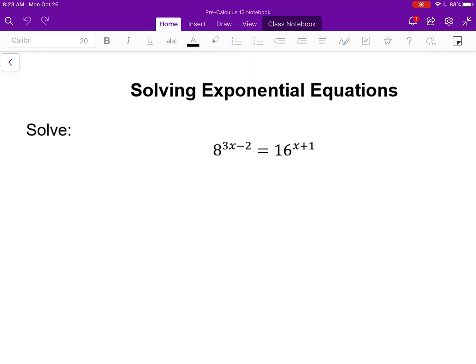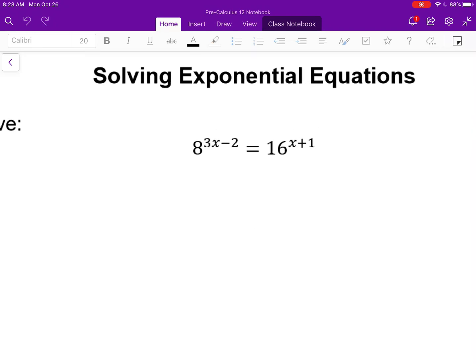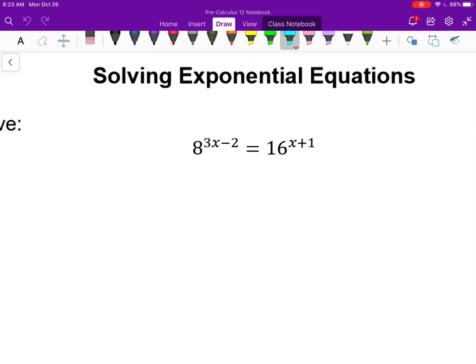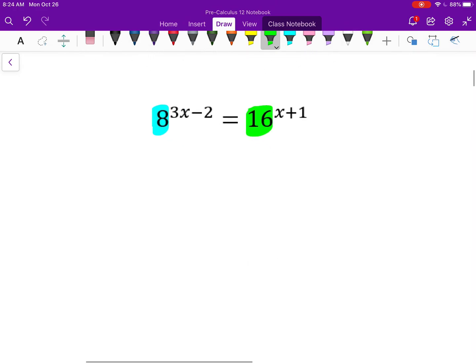So first, this equation here can be solved algebraically without using logarithms, and that's because there's a way to make these two bases the same. Right now, I have a base of 8 and a base of 16. They're not the same, but I can make them the same by writing them both as powers of 2. For example, 8 to the power of 3x minus 2 is the same as 2 to the power of 3, to the 3x minus 2, because 8 is the same as 2 to the power of 3, and 16 is the same as 2 to the power of 4.